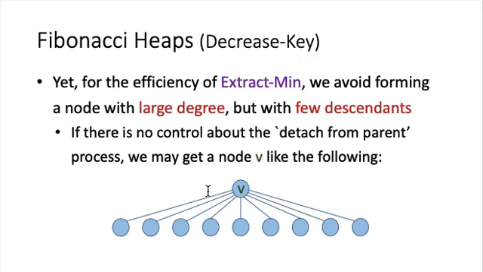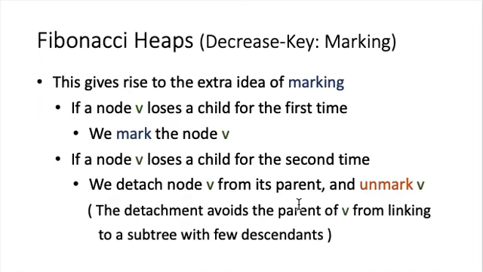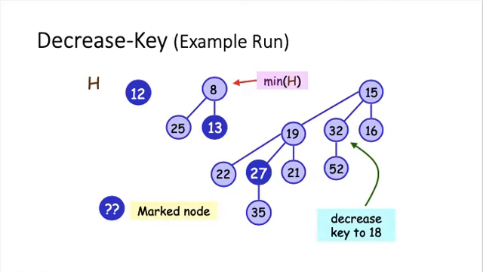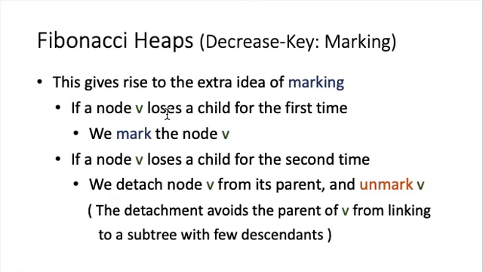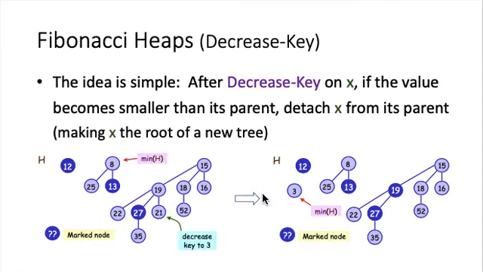Because of this, we will need some other measure. Okay. So we will now have a concept of marking. As you may observe, some of the nodes in this heap have a special color. So we call them marked nodes. So we will talk about what is meant by marking. Okay. So first of all, if a node v loses a child for the first time, then we will mark the node.